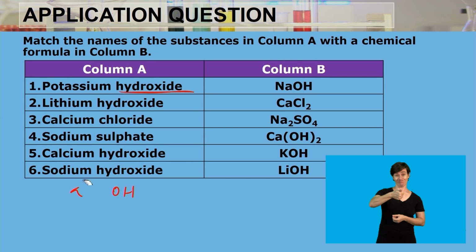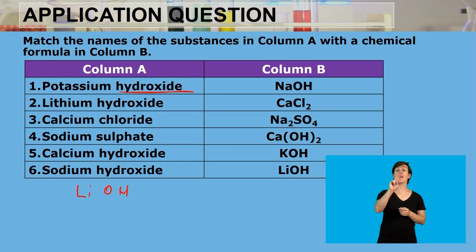Then the next one, lithium hydroxide. We know lithium, Li, hydroxide, as we know, it is OH. So the ratio we may not be sure of. How many lithium do we have for the number of the hydroxides? We may not be sure of the ratio, but what we are sure of is the chemical symbol of lithium is Li and the chemical symbol of hydroxide is OH. So that combination will be giving us the lithium hydroxide.